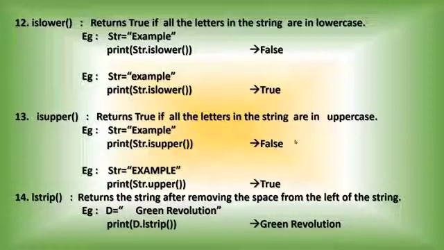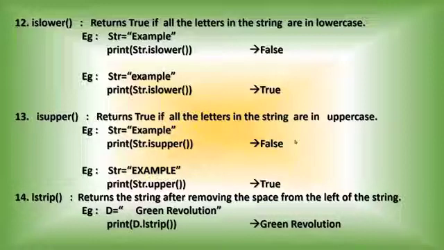Now see the next function, islower. islower is used to check whether the string consists of only lowercase letters. What do you mean by lowercase letters? Lowercase letters means small letters. So you are checking whether the string consists of only small letters. It returns a true or false value. If it consists of only small letters, then it returns true. Otherwise, it will return false. In the same way, the next method is isupper. It checks whether the string consists of only capital letters.